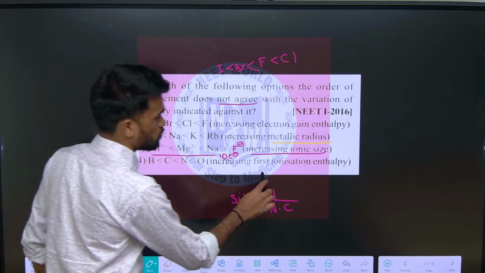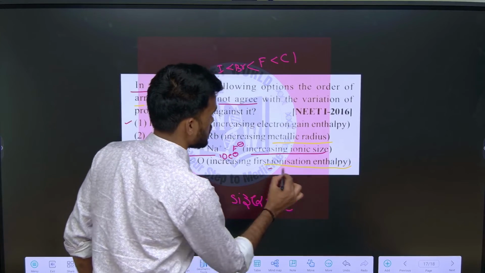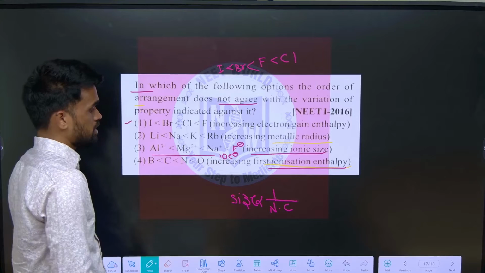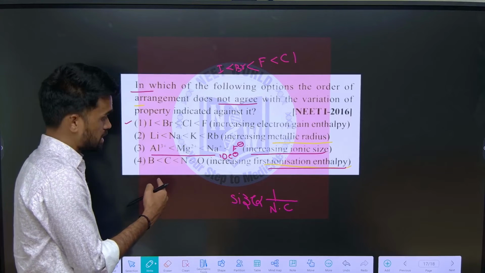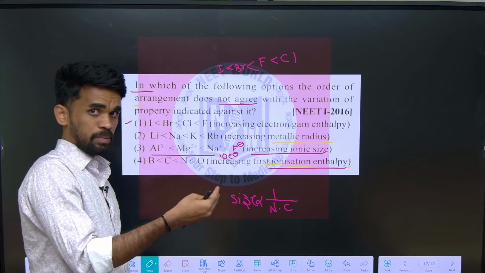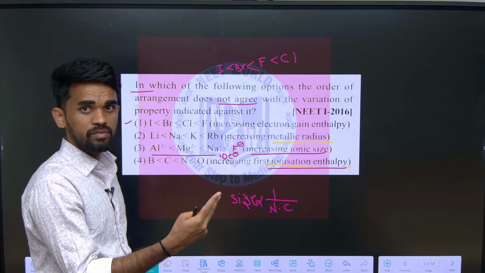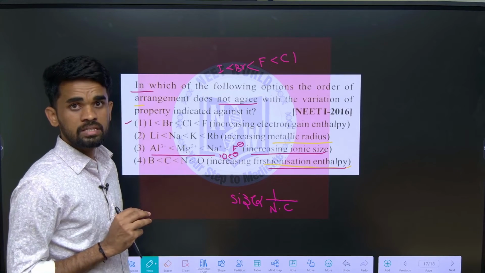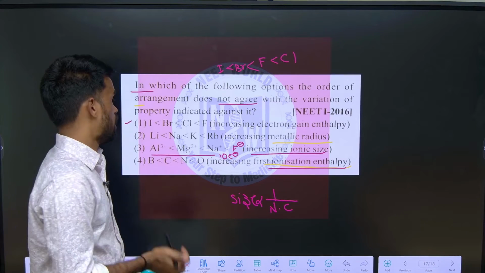Next, what about first ionization energy? First ionization enthalpy will be more for which one? See, yesterday only we discussed this concept. If you haven't watched that video, just go to the periodic table classification of elements second video, where you can access all these things.